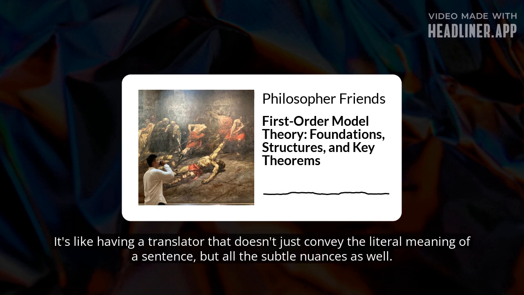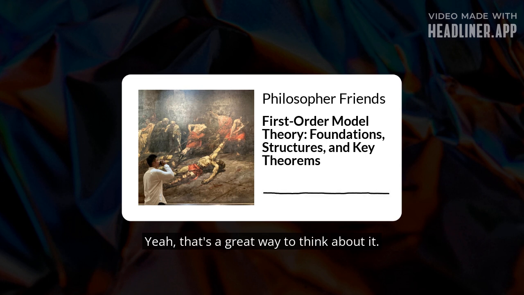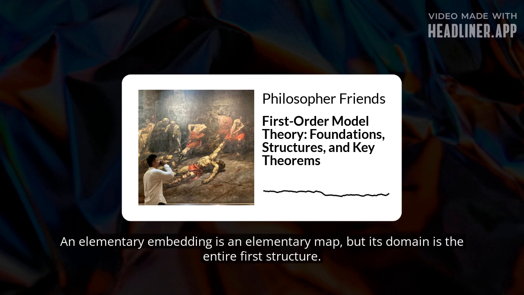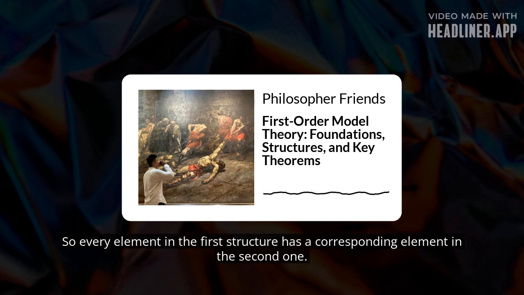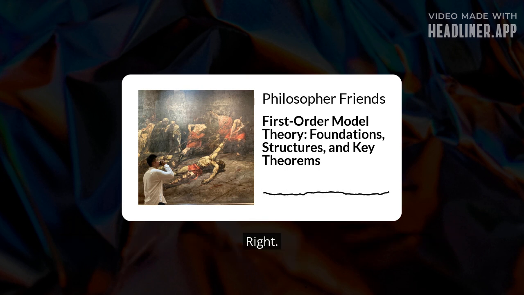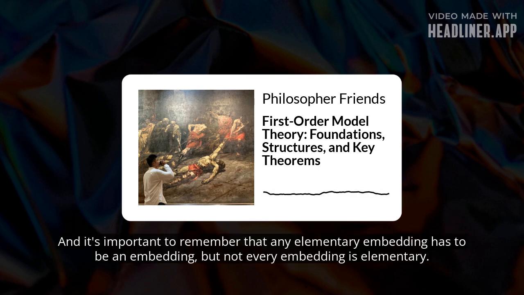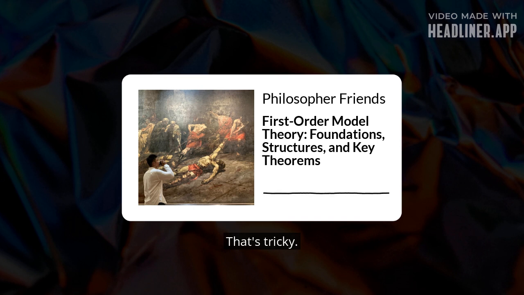It's like having a translator that doesn't just convey the literal meaning of a sentence, but all the subtle nuances as well. Yeah, that's a great way to think about it. And then we have elementary embeddings. An elementary embedding is an elementary map, but its domain is the entire first structure. So every element in the first structure has a corresponding element in the second one. Right. And it's important to remember that any elementary embedding has to be an embedding, but not every embedding is elementary. That's tricky. It is.